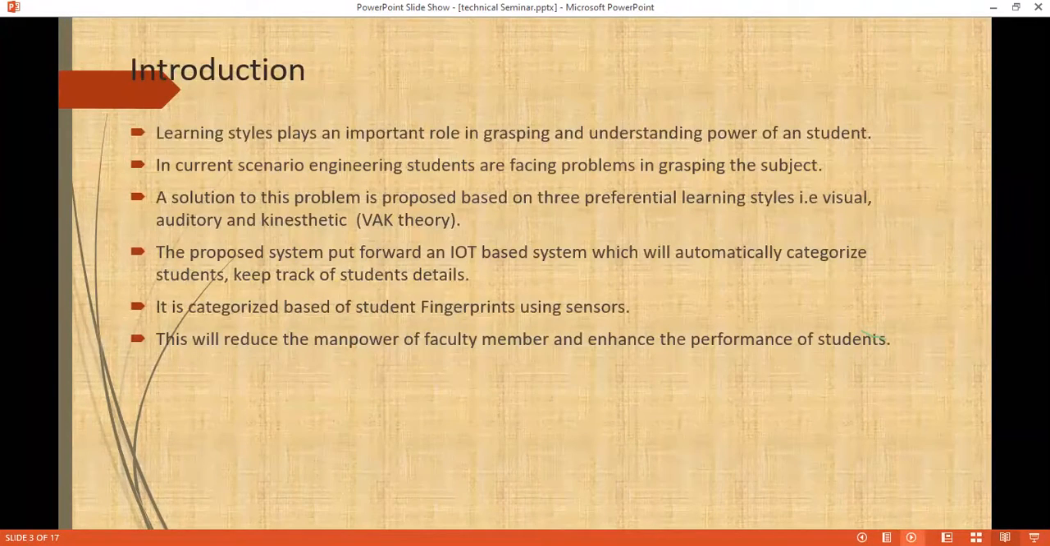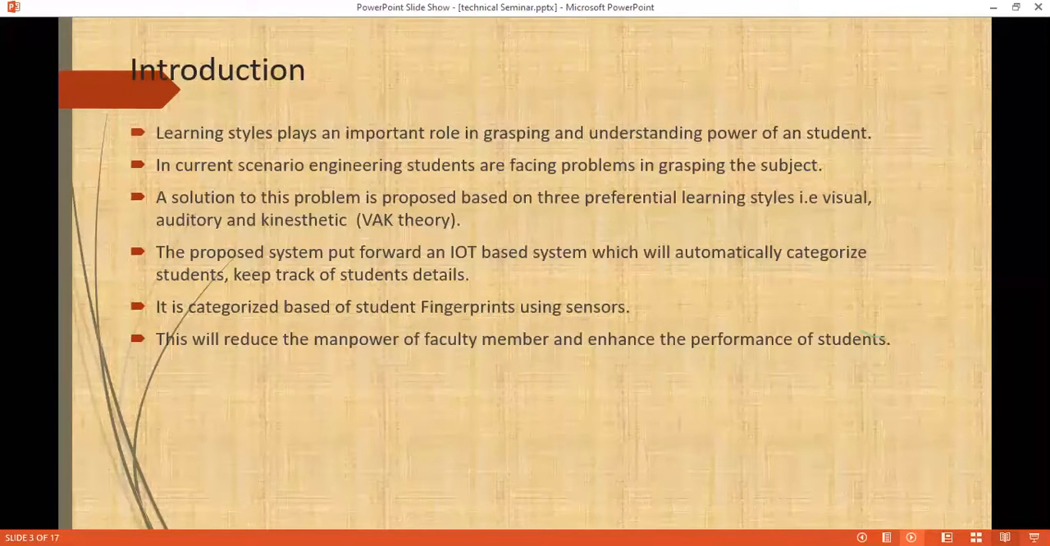Coming to introduction, basically learning style plays an important role in grasping and understanding the power of a student. Every student has his own unique learning style. Basically, this paper gives a solution to engineering students. In the current scenario, engineering students are facing problems in grasping the subject. Some may find it difficult. A solution to this problem is proposed based on three preferential learning styles, that is visual, auditory, and kinesthetic.